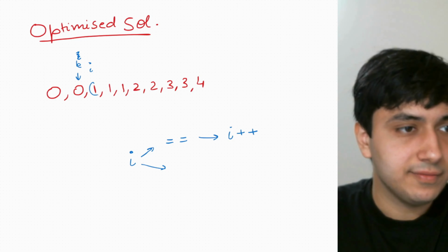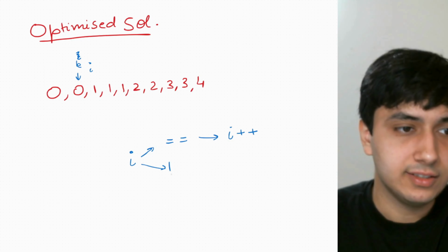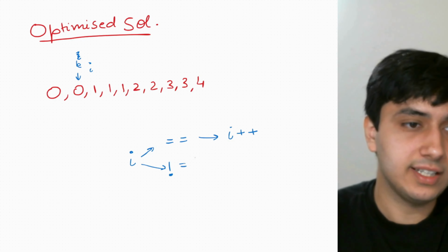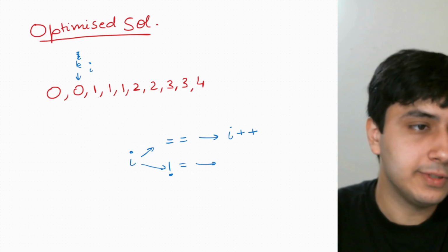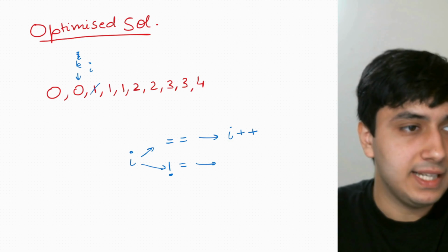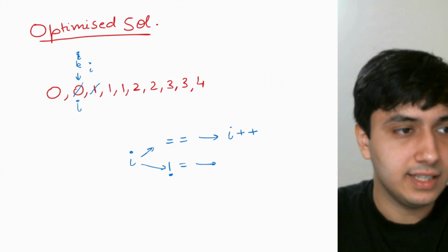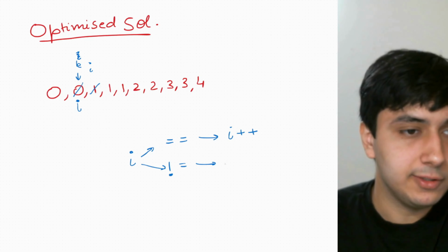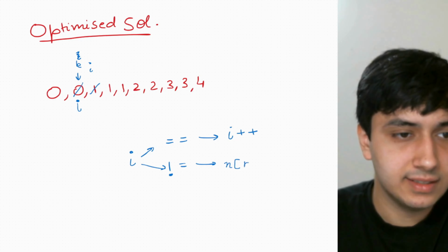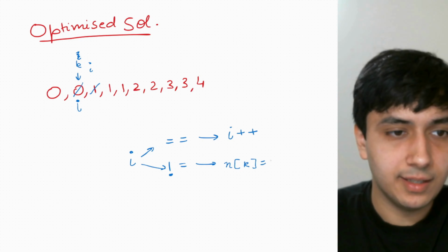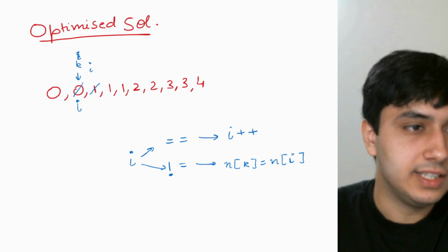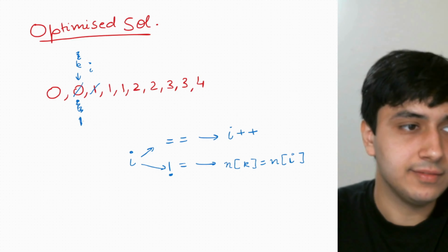Now you are here. You check it with i minus 1 and they're different. So the second situation is where they're not the same. Then what would you do here? You would replace this element with i. So what you'll do is you'll replace nums k with nums i. So this will now become 1.